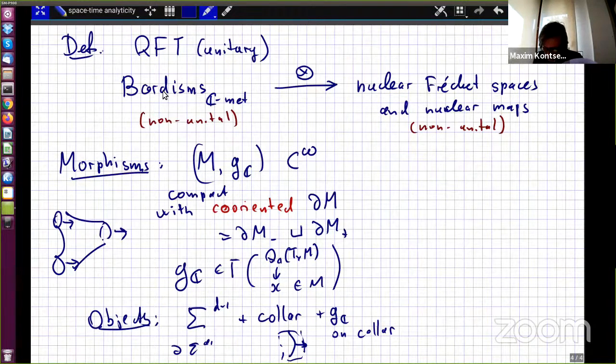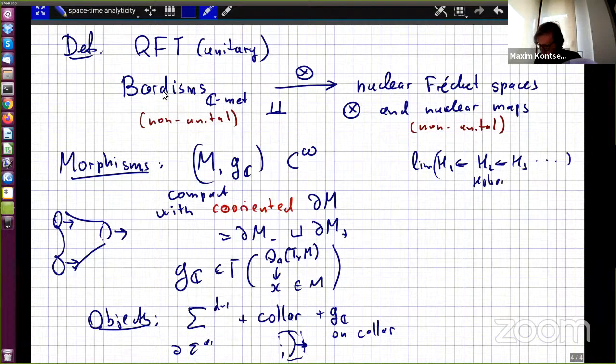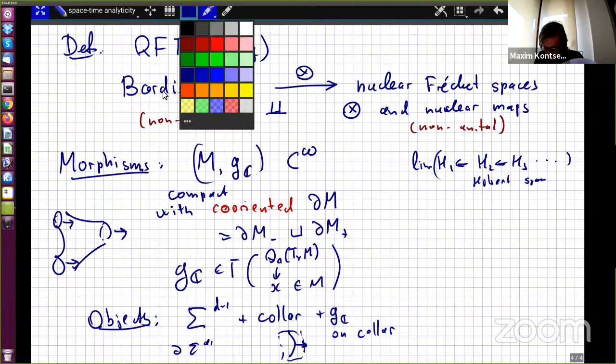The tensor structure is given here by disjoint union, and for nuclear vector spaces we take the tensor product. Actually, nuclear Fréchet spaces are very simple gadgets. A nuclear Fréchet space is just a projective limit of some inverse diagram of Hilbert spaces. And the Hilbert spaces have countable bases, and all operators should be like Hilbert-Schmidt operators. So infinite matrices where the sum of squares of matrix elements is finite. Yeah, so it's something pretty concrete. And maybe I'll just put some notation.